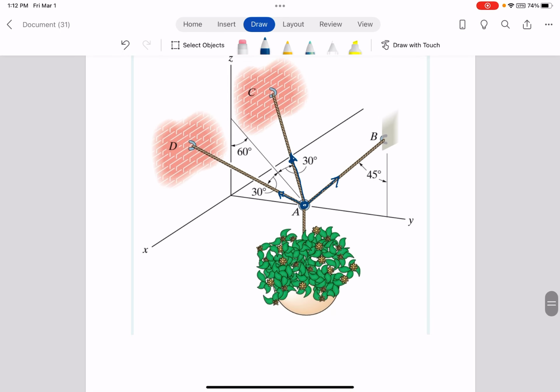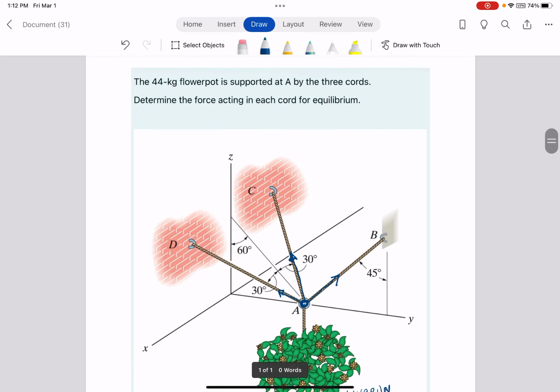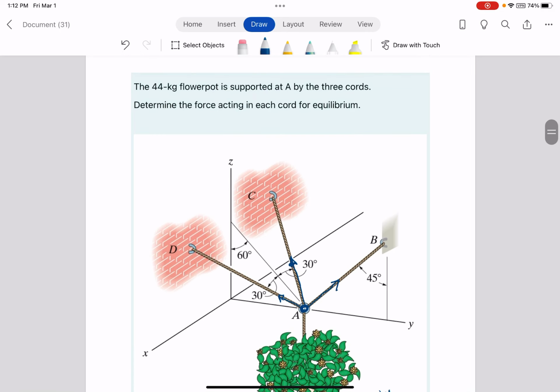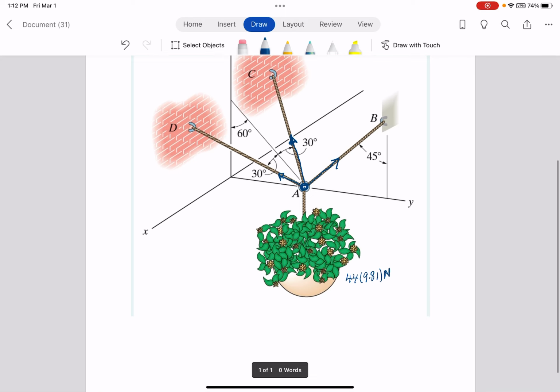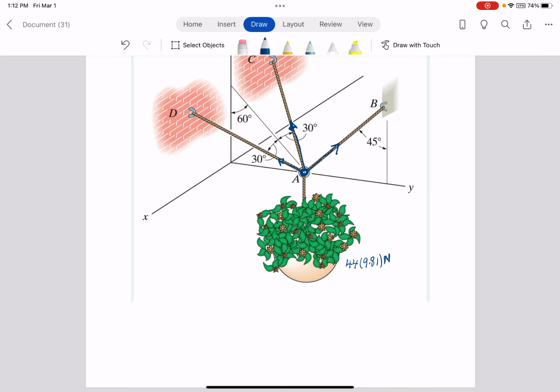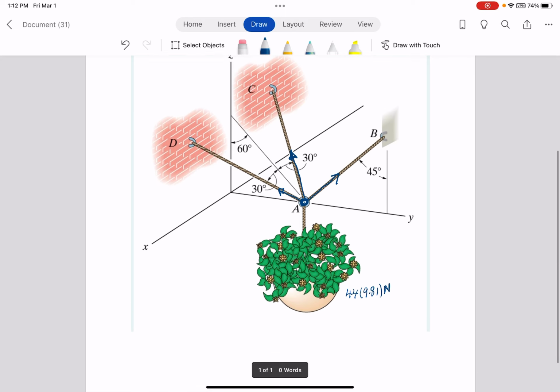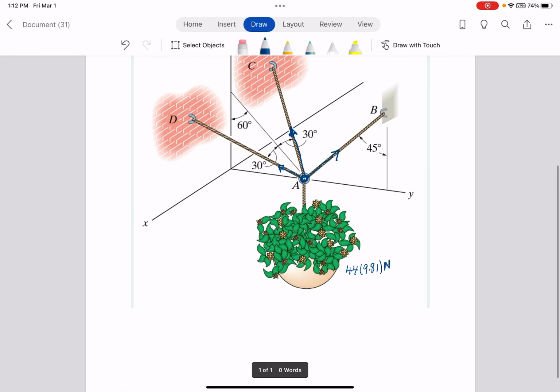This is the 44 kilogram flower pot times 9.81 to convert it to Newtons from kilograms. Okay? And determine the force acting on each cord for equilibrium. You want to know what is the force in AB, what is the force in AC, what is the force in AD. Let's look at all the forces. Let's just look at force AB, the cable AB.